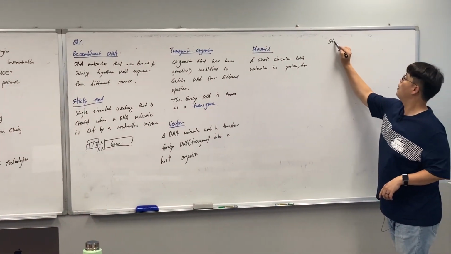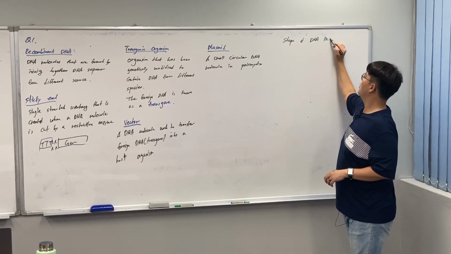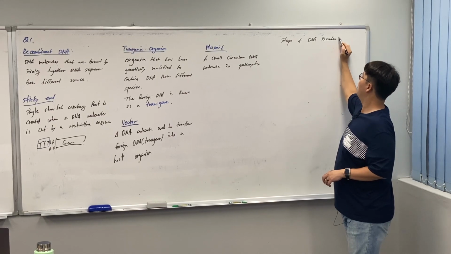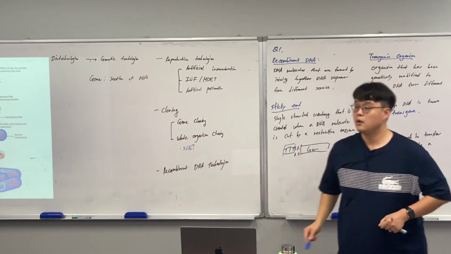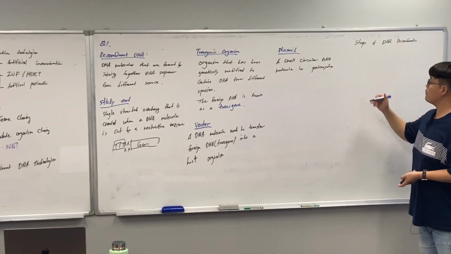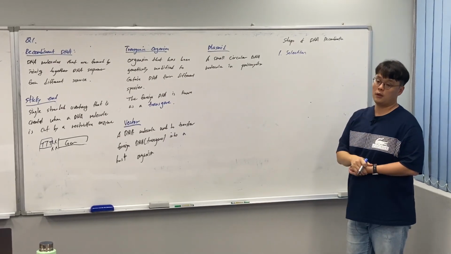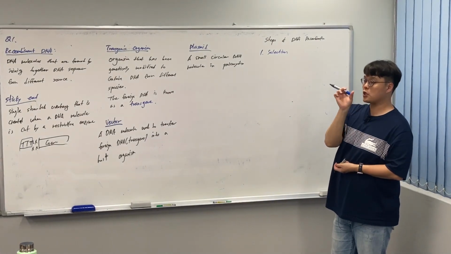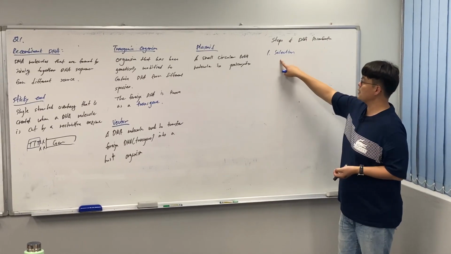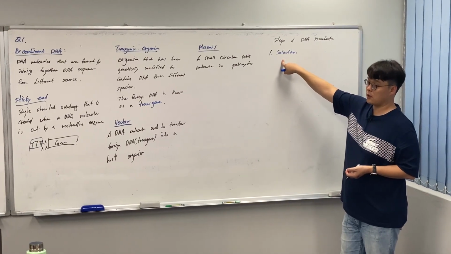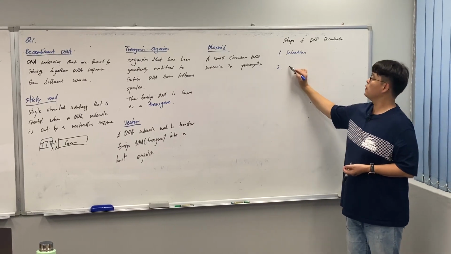The steps of the DNA recombination, or recombinant DNA? It started from one here, selection. So you're selecting the very specific gene that you decide you want to get. It depends on what kind of characteristic you want to carry. So yeah, select is the first process that we do. Two, after that you're cutting.